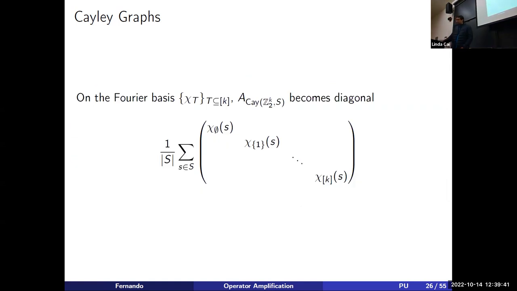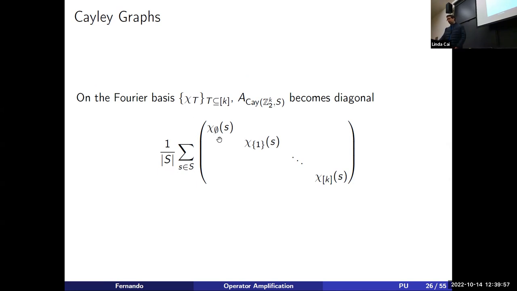Very good. And now let's try to understand a little bit the structure of a Cayley graph. When you have a Cayley graph over an abelian group, like the 2 to the k, where the group operation commutes, we have Fourier analysis, the very familiar Fourier analysis to help us here.